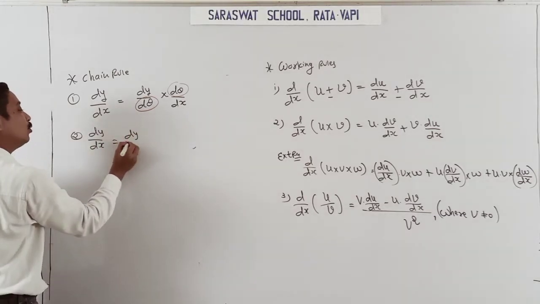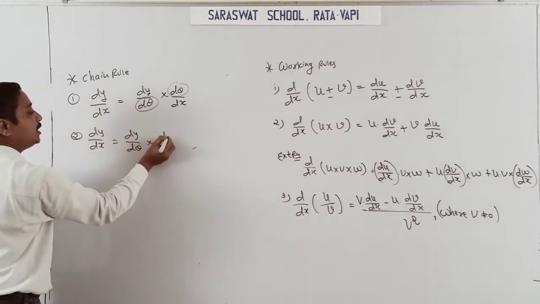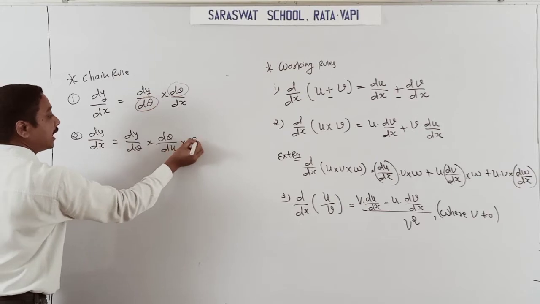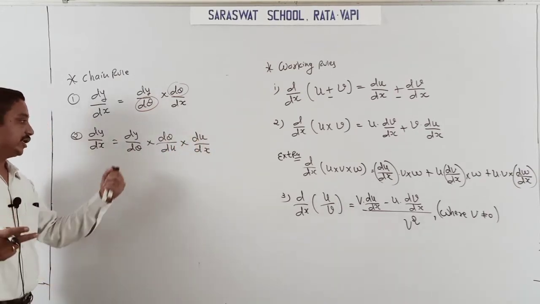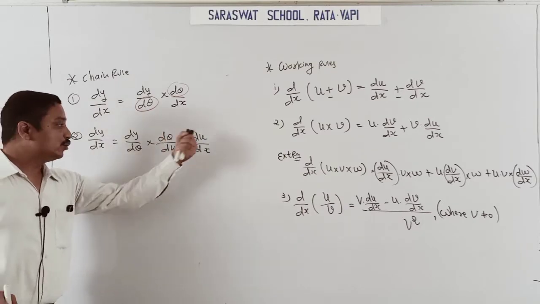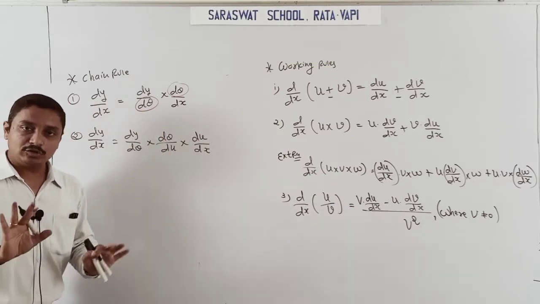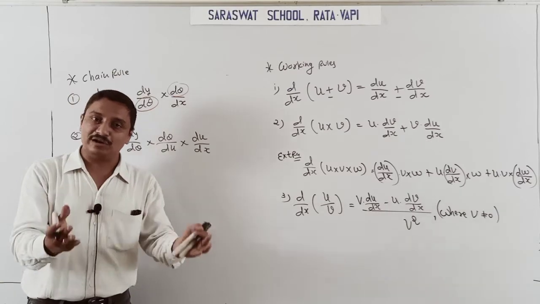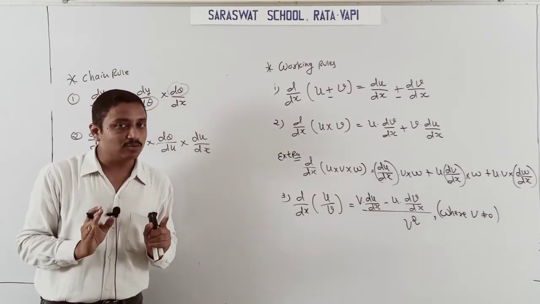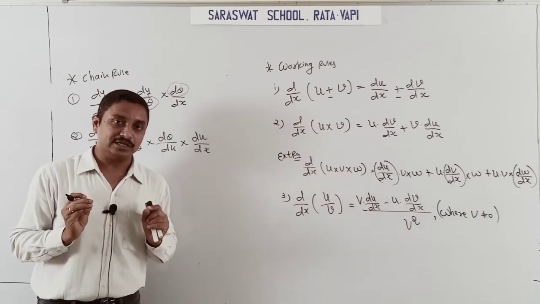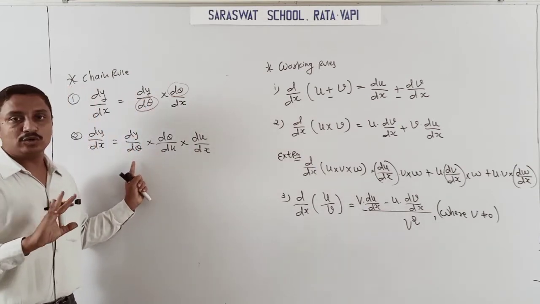In this one, one more function is joining: d theta by du and du by dx. This is also true. But here two functions are joining, theta and u. Don't worry, I will explain in numerical and extra numerical ways. Students, first of all I show the formula, after that I show the numerical. So it's very easy. Don't worry.